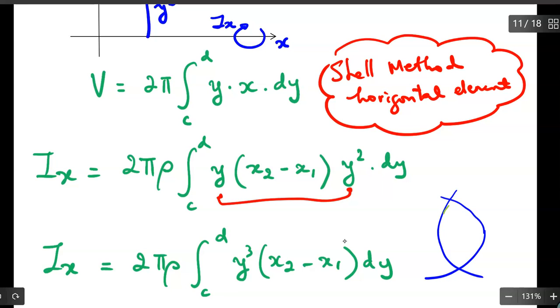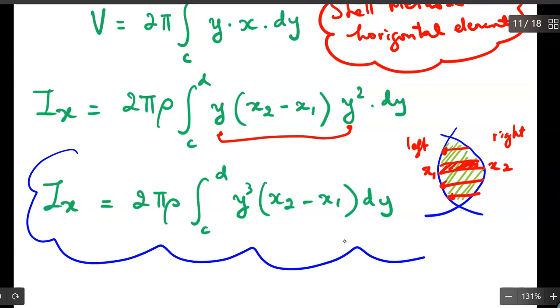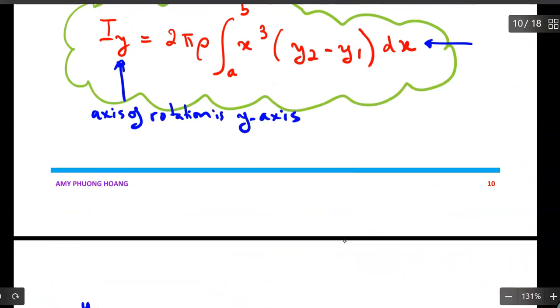Then I shade in the area, and then here's my horizontal element, touches both curves, and I have to take the right function, subtract the left function. Okay, so this will be my x2 and this is my x1. Don't forget that. This is the left, this is the right. Sorry, I mixed up between the two. So this is your right and this is your left. Okay, always take the right one, subtract the left one. Alright, so this is the formula for the Ix. Okay, and this is the formulas for the Iy.